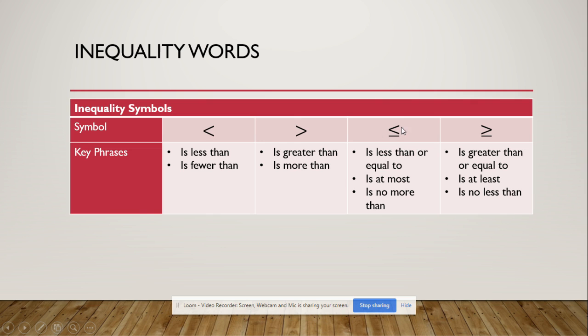This over here, the official name is less than or equal to. However, it could also be is at most, is no more than. This is greater than or equal to, but it could also be said as is at least or is no less than. So use this as you encounter different word problems in order to be able to write out those inequalities. We're going to do a quick, simple practice with identifying which of these symbols we would use.